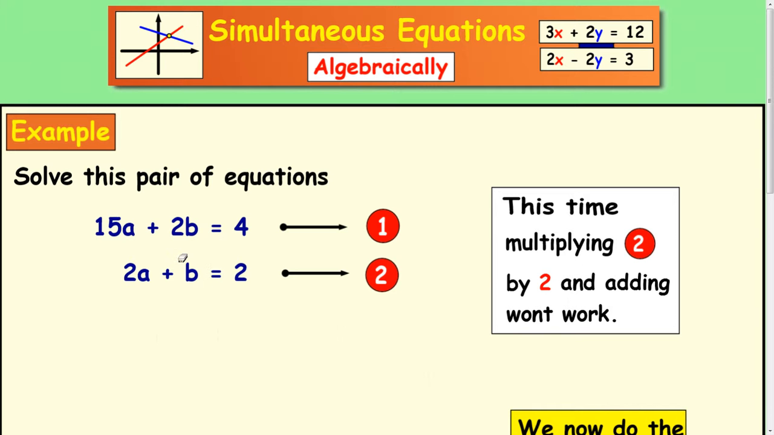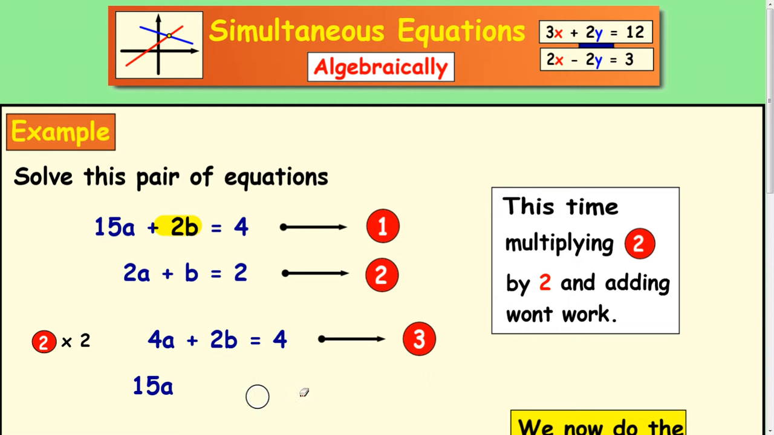If you try and make the two b's the same, that's fine. So you've got a plus 2b, and you want that to be really a negative 2b, but if you try and make that into a plus 2b, let's do that. So we need to times that by 2. Let's look at that, equation 2 multiplied by 2. So we've got a 4a, a 2b times 2, and that will go to a 4. I call that equation 3.